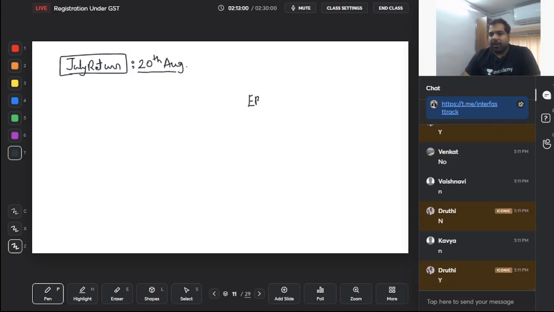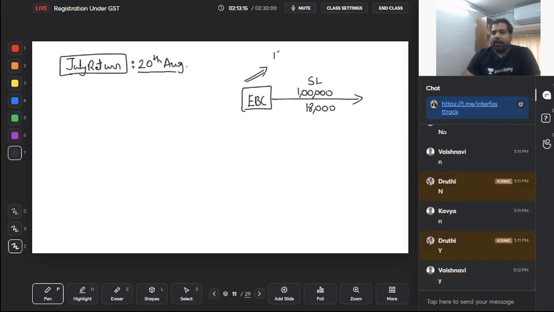Guys, this is an electric bike company. They have supplied only one bike of 1 lakh rupees. On that GST is 18,000. Please tell me, does supply lead to liability? Yes. So how much do they have to pay to the government? 18,000.